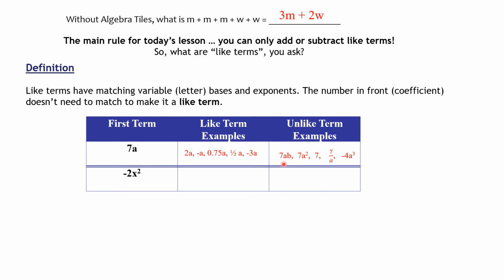So don't get tricked into thinking, well, look at this 7ab, it looks a lot like this one, I think I can add them. You can't. They have to have a matching variable, and the exponent has to be matching exactly.